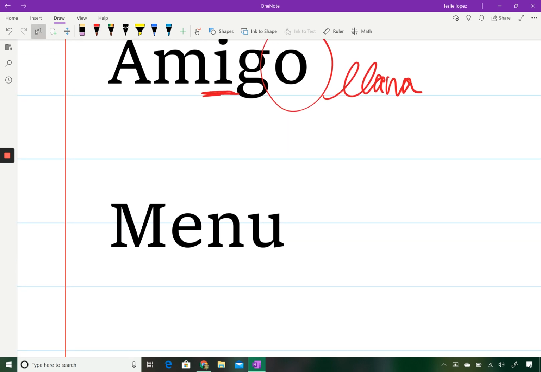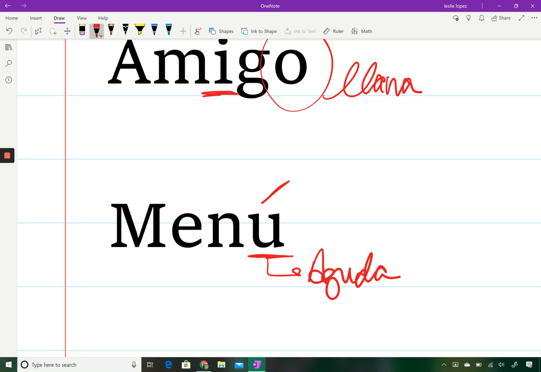Menú. As you could hear, la palabra menú has the stressed syllable in the U. That means that it is a palabra aguda. And it requires a tilde.